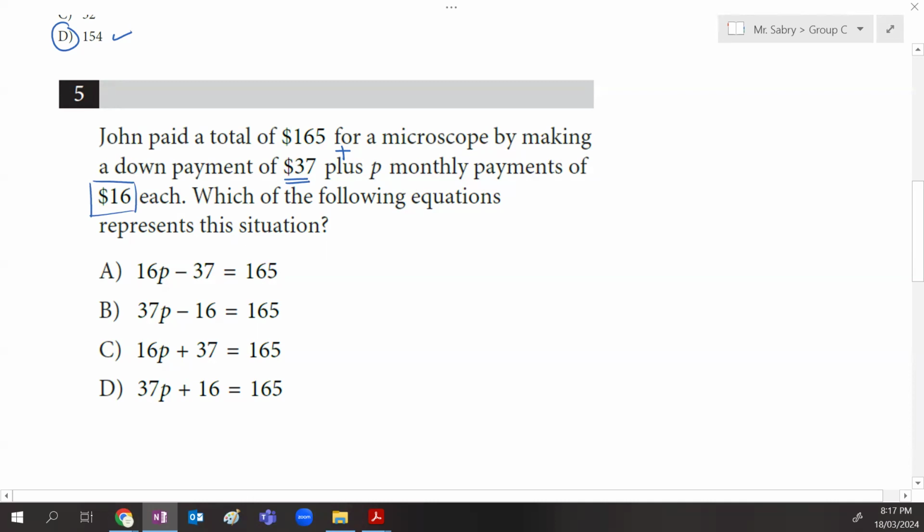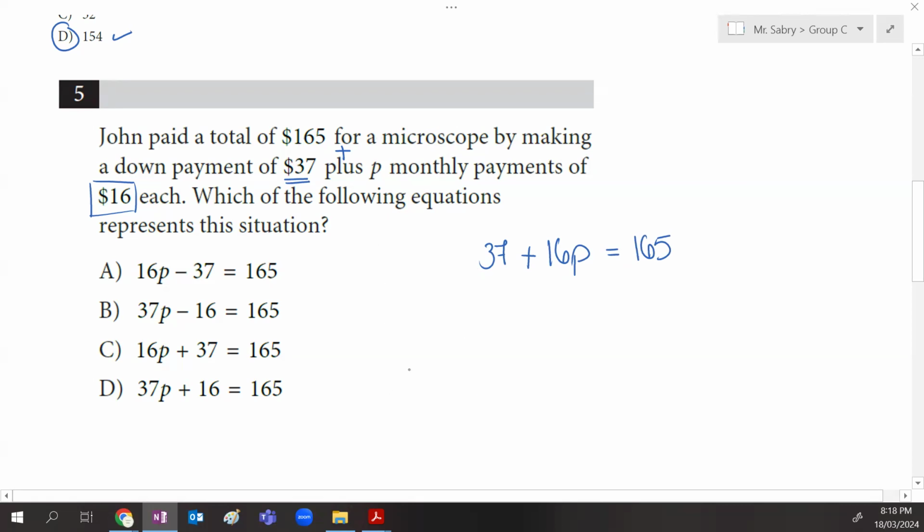First of all, a down payment is something that you pay once at the very beginning. So 37 is done just once. Plus, I'll translate that to plus P monthly payments of $16 each. This 16 is multiplied by the P. P is the number of monthly payments, and each payment is equal to 16, so I can multiply them by each other. That should get me the overall payment I paid for this microscope.